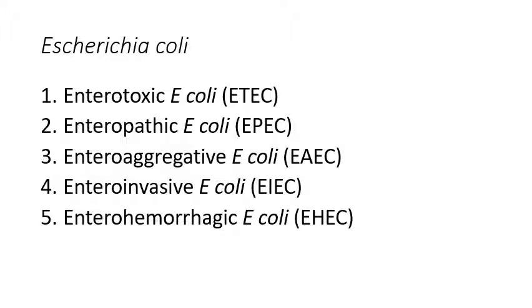Okay, so let's look at some of the virulent strains of E. coli. So we have enterotoxic E. coli, which is abbreviated ETEC, enteropathic E. coli, abbreviated EPEC, enteroaggregative E. coli, EAEC, enteroinvasive E. coli, EIEC, and enterohemorrhagic E. coli, EHEC.